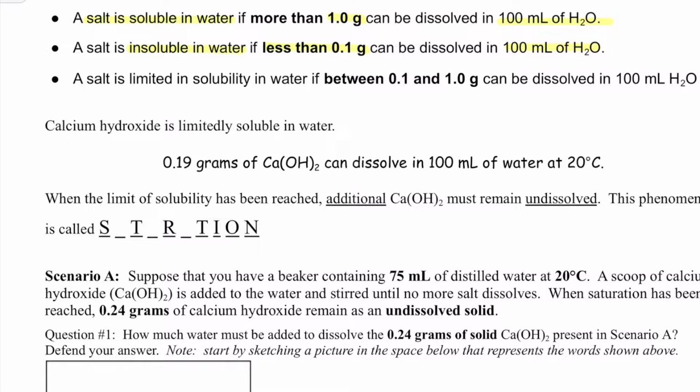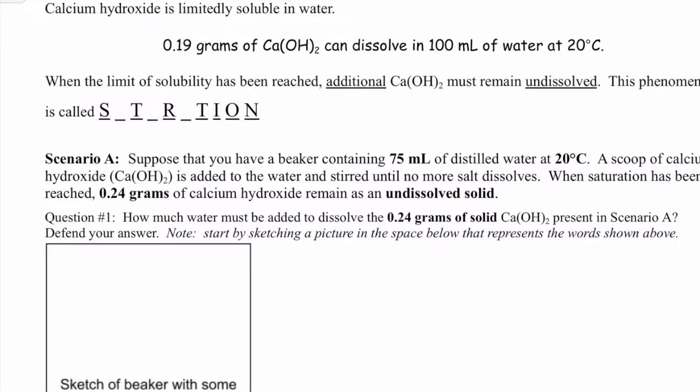So the final category is the in-between. What about in between 0.1 and 1 grams? This is known as limited or slightly soluble. This is when 0.1 to 1 gram of that salt can be dissolved. Every salt that is limited in solubility will have a different number. And so I'm going to show you a little bit of an example with calcium hydroxide.